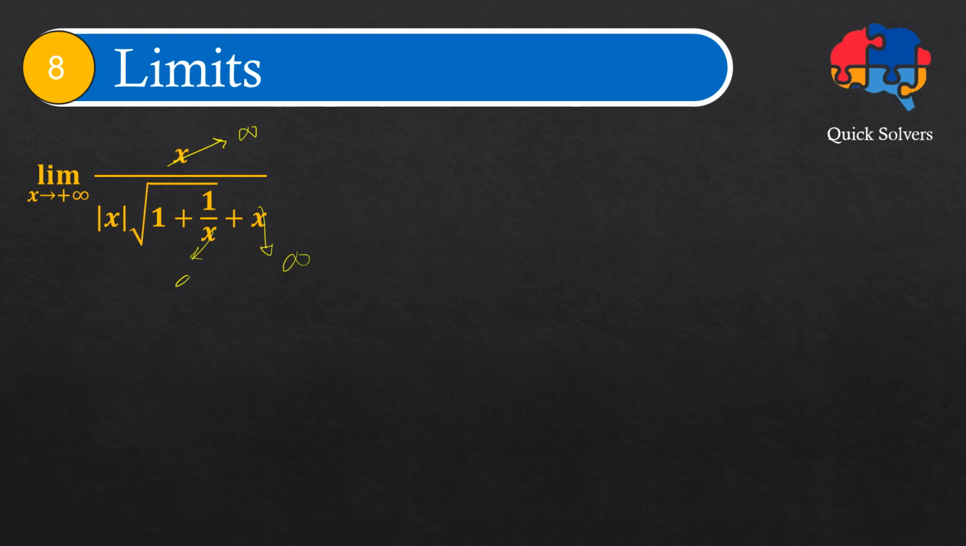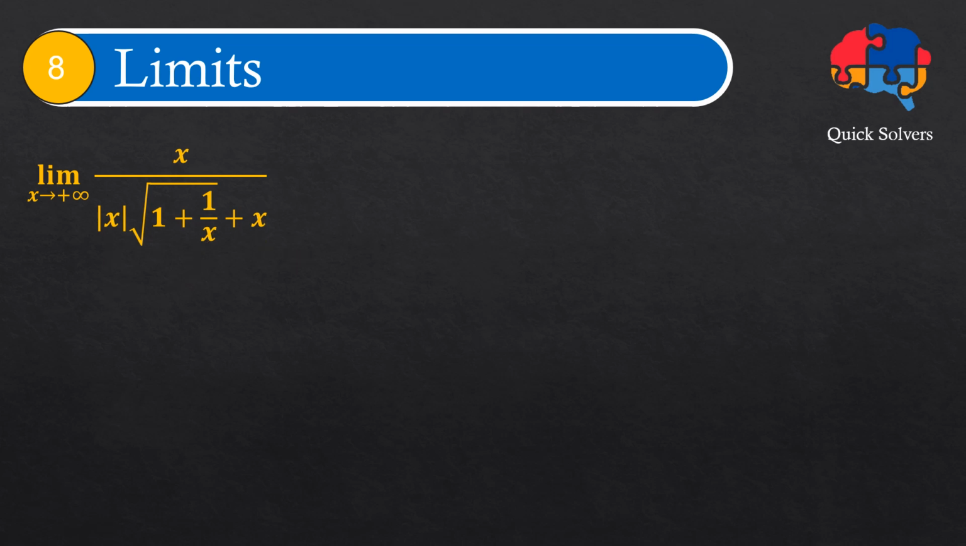Then here and here and here we have infinity, all right? And what is left is infinity over infinity, which is an indeterminate form and not acceptable. That means there should be a way to simplify this function.